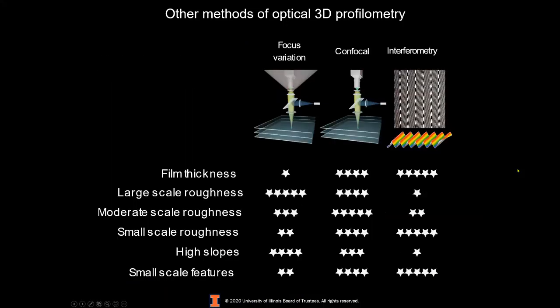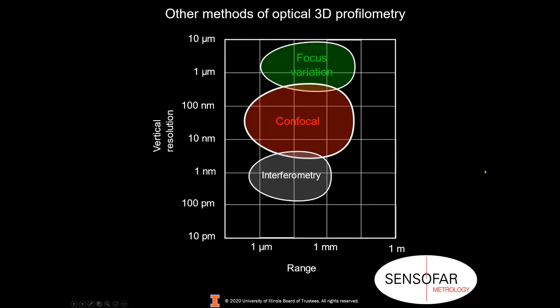This table gives you a general guidance on how well each of these techniques, methods work for different measurements, conditions, or sample types. In MRL, we have these two methods. And here there is a bubble chart that summarizes the ranges of features and vertical resolution for each one of these three methods, which I adapted from a plot at Sensofar's website.